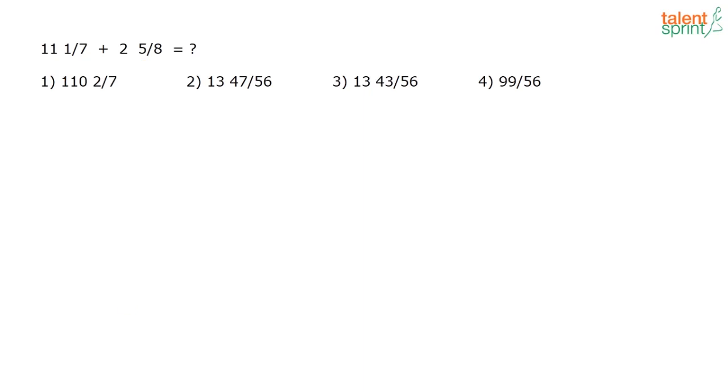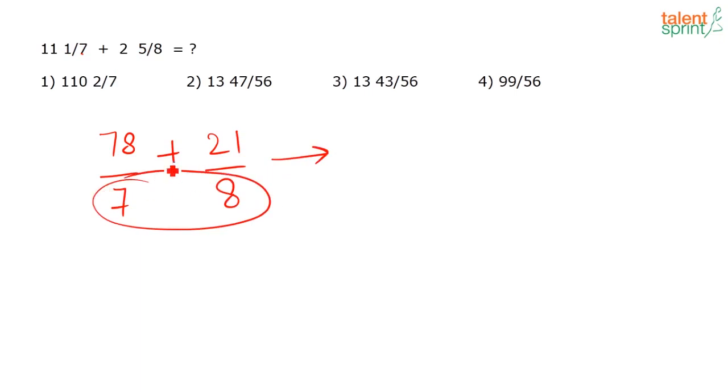How we usually do will be convert each mixed fraction to an improper fraction and add them, correct? So what will we do? We will do 11 into 7, 77 plus 1, 78, 78 divided by 7, plus 8 2s are 16, 16 plus 5 is 21, 21 divided by 8. So here when you have to add these two, again you have to take the LCM. The denominator has to be the same. So you try to take the LCM and then solve it. But that is a lengthy process.